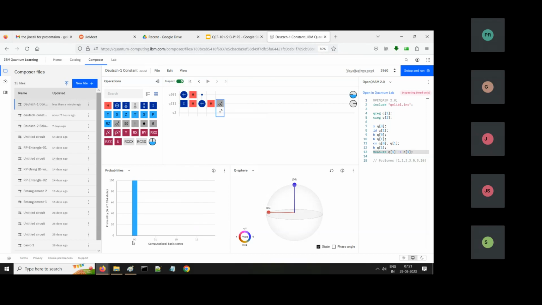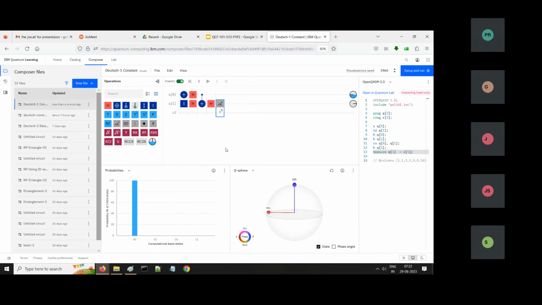So the output you see will be the same whether the function is f of x equal to 0 or f of x equal to 1. For any constant function which produces a constant value, either a 0 or a 1, the most significant bit will always be equal to 0.